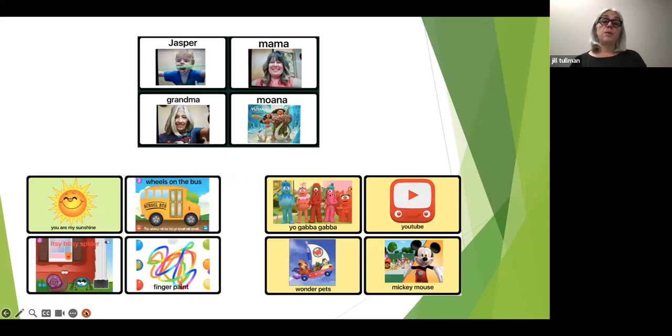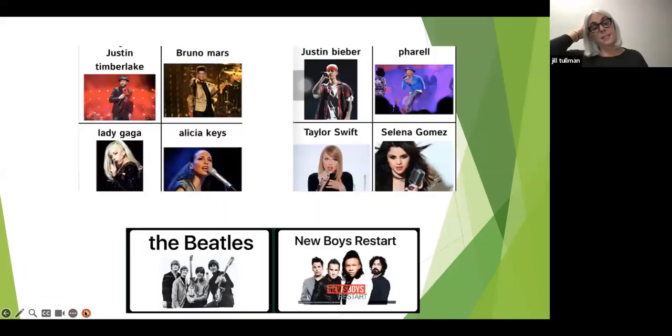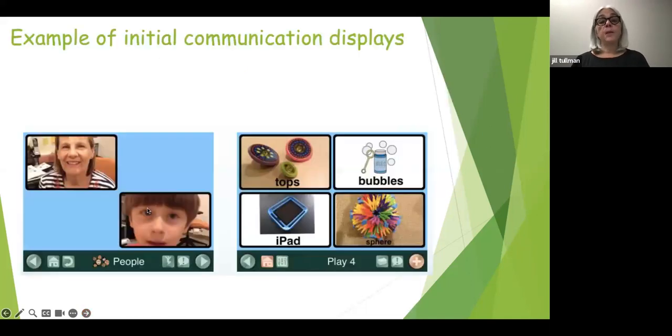Talking about motivating vocabulary for Jasper, he's super motivated by his mom, his grandma, and also by Moana. So for him, Moana is a person. And then we're giving him some song choices. For an older individual, making choices between artists is what's most important. When we talk about initial communication displays, this was an initial display of Nolan and his grandma.